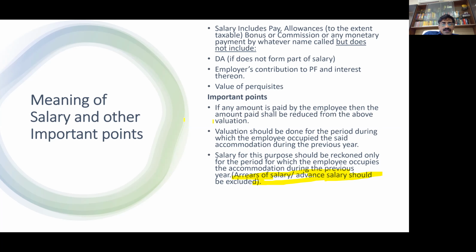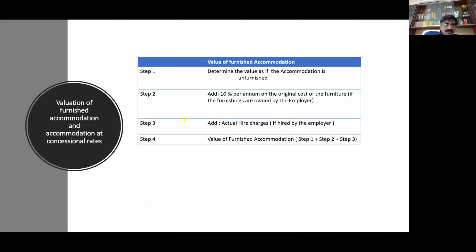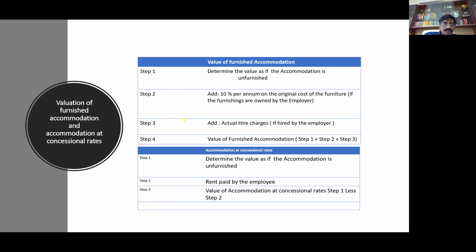Arrears of salary and advance salary are not going to be considered because you have to take the salary only for the period for which accommodation is given. Arrears of salary will be taxable if it pertains to earlier years under 15C, and advance salary will be taxable under 15B. Both will be excluded for the purpose of accommodation, which is a very important point from the examination point of view. Similarly, if accommodation is provided for say 3 months, from January to March, we should take only those 3 months' salary for the purpose of valuation.